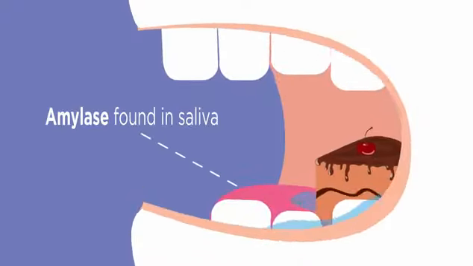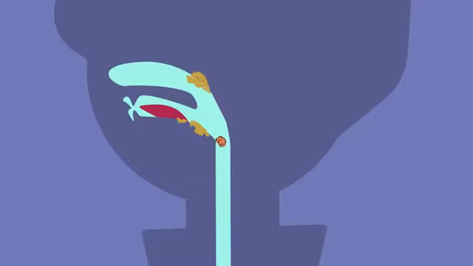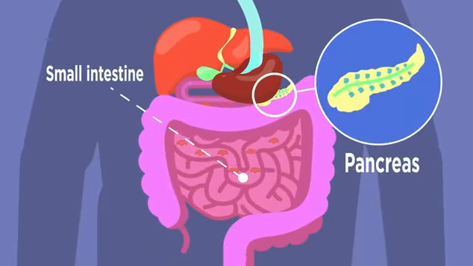Amylase is found in your saliva, which is where carbohydrates will first start to be broken down chemically, and another amylase is released into the small intestine from the pancreas, so much further down your digestive system.